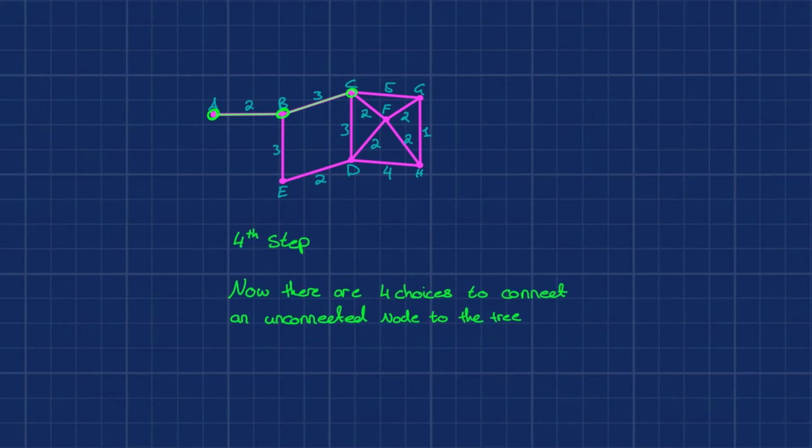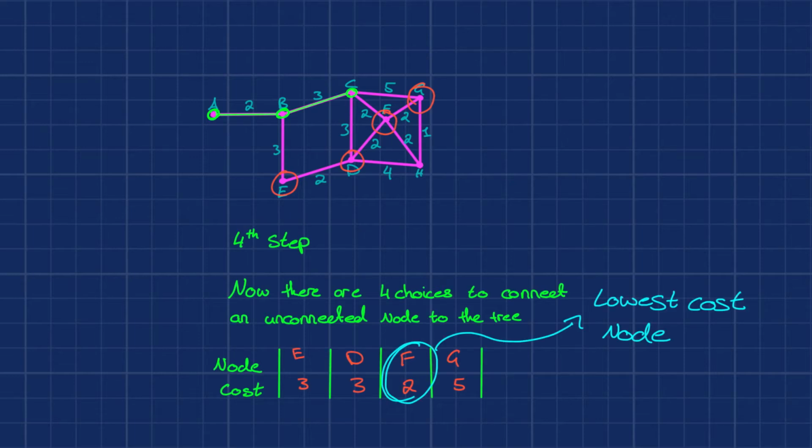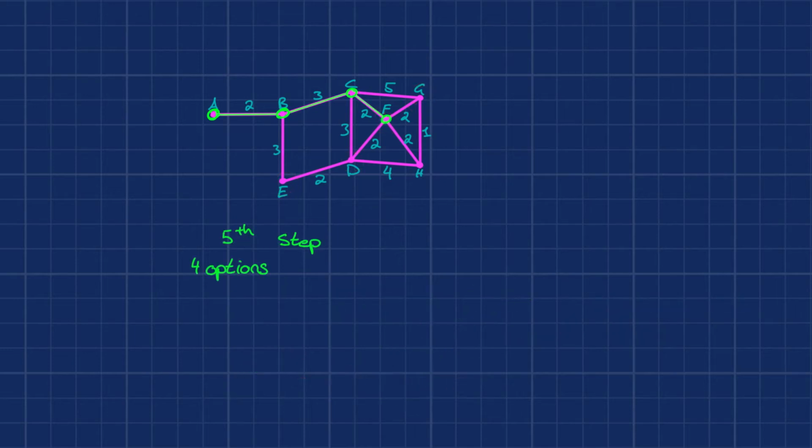Now there are 4 choices for us to pick. There is E, D, F, and G. So what we're actually going to do is draw up a little table here to help us see what all of the different lengths are. You can see E has a value of 3, D also has a value of 3, F has a value of 2, and G has a value of 5. So obviously the node to select here is F with its value of 2, and that becomes our next step in the network. Step 5, we have 4 options.